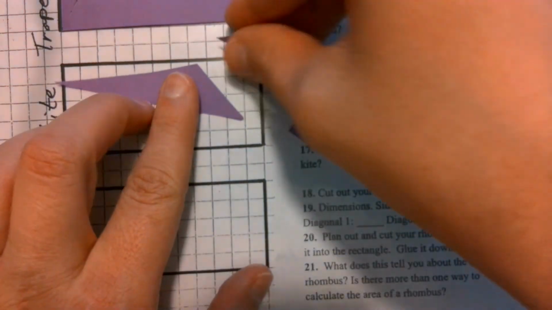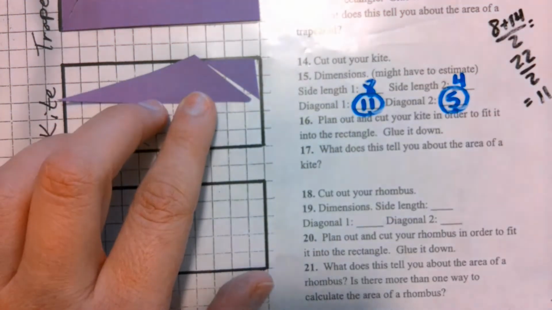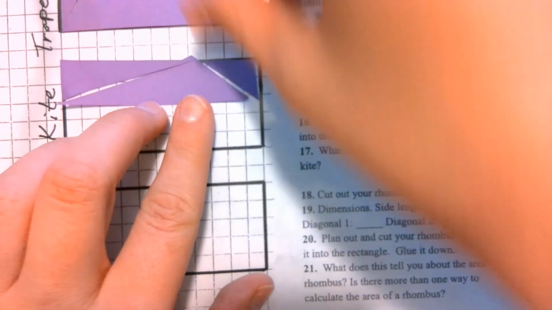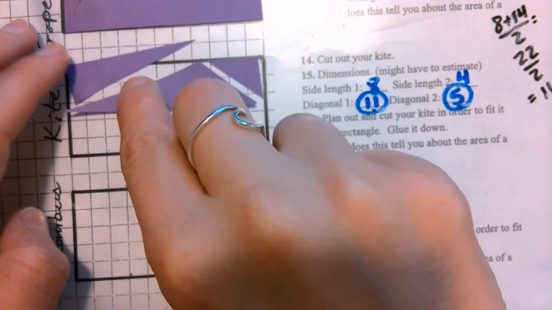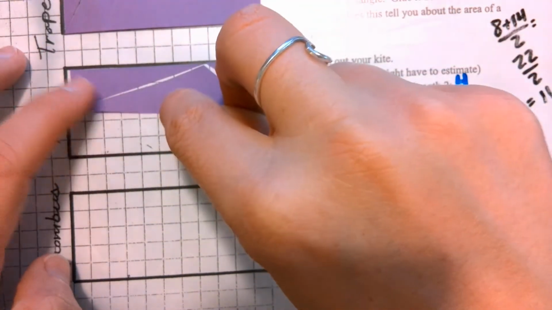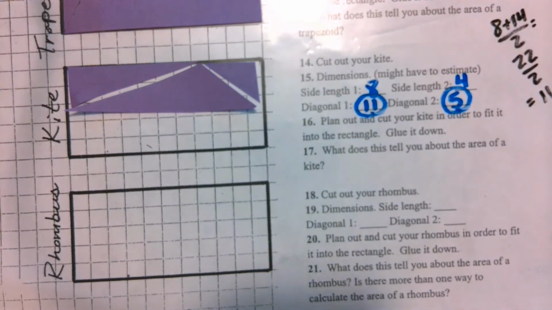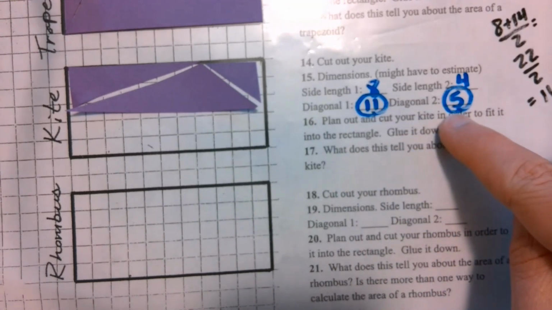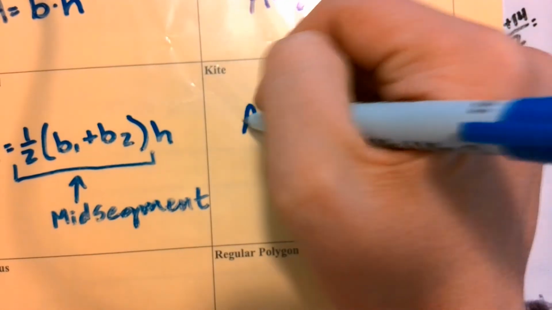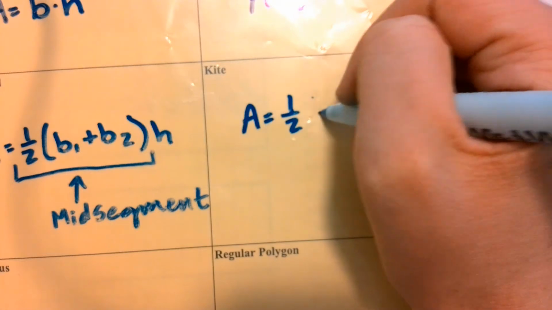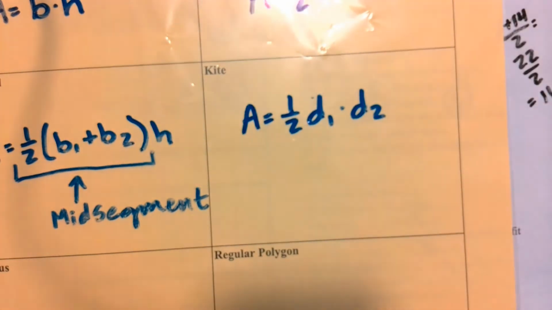Okay, so let's see if we can fill in our puzzle. That little piece there. Okay, so by rearranging this, we should see that the area of our kite is about half the area of the rectangle. Which leads us to believe that if I'm finding the area of a kite, that I should be taking 1/2 of the diagonal times the other diagonal. So for our kite, our area is going to be 1/2 diagonal 1 times diagonal 2. And it doesn't matter which diagonal is which, just the fact that we're multiplying by both diagonals.